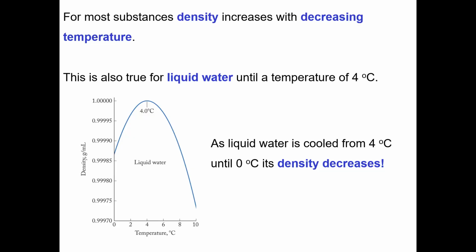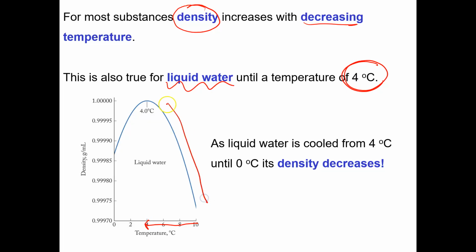Now, for most liquids, density will increase with decreasing temperature. And this is also true for liquid water to a certain point, until we get to 4 degrees Celsius. So here we are at 10 degrees, we decrease the temperature, and sure enough, what happens? The density goes up. But once we hit 4 degrees, as we continue to decrease the temperature, the density starts heading down. So that's kind of interesting, isn't it? And it'll be nice to know why that is.